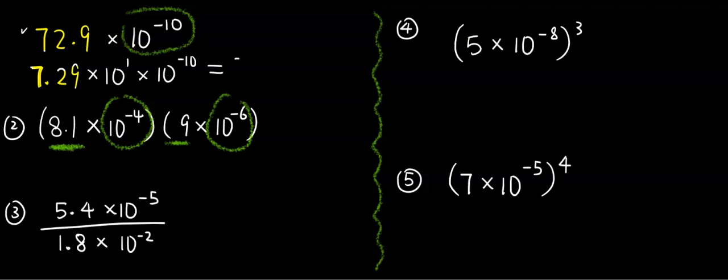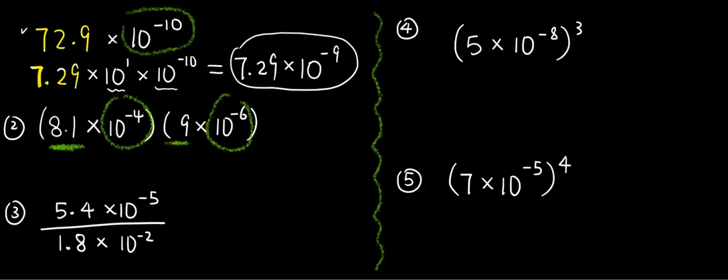So continue, write down the first one. And then look at 10 to the first power and 10 to the negative 10th power. We're going to keep the base, add the power: 1 and negative 10 is negative 9. Now we can proudly circle this answer. We say we are good. All right, I'm going to erase all these parts.